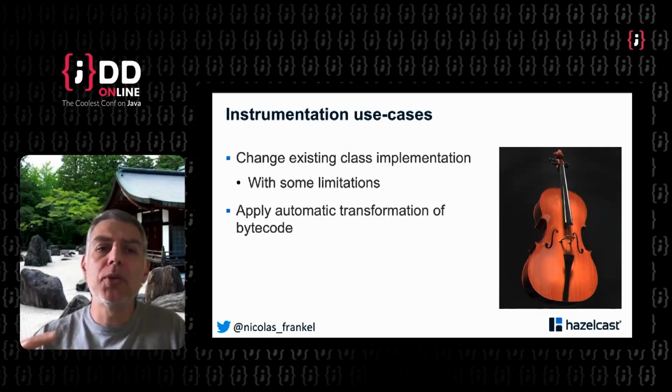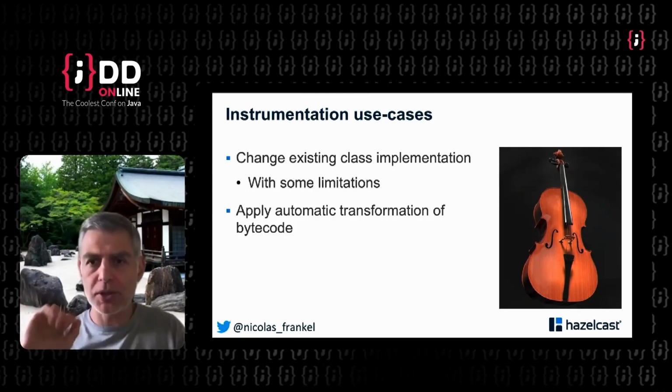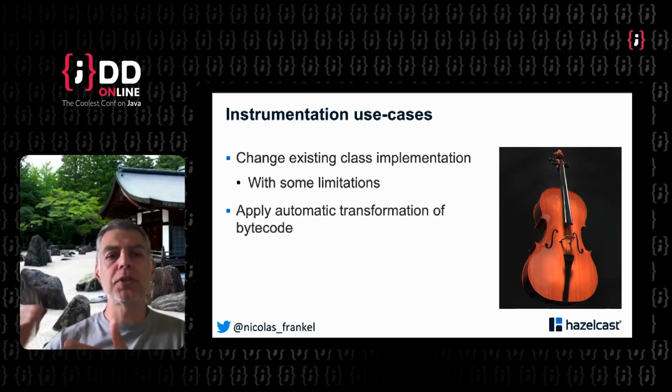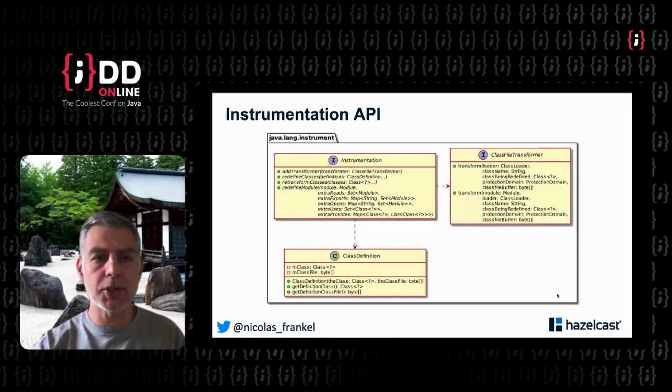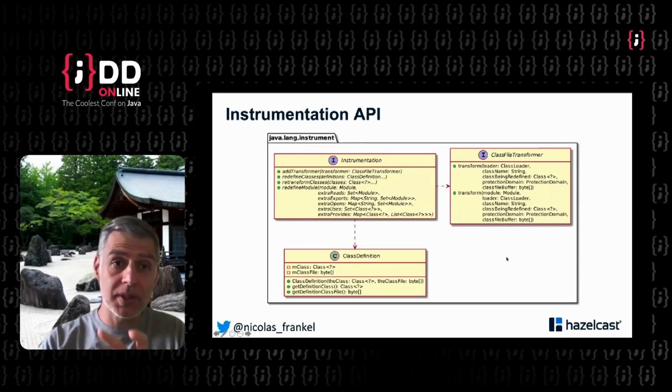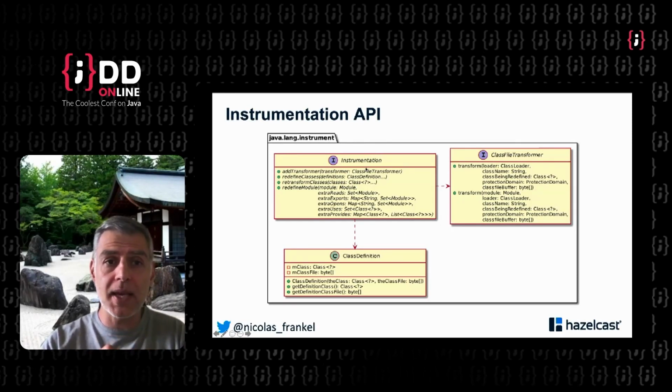Instrumentation has two main use cases. The first is that you can change the implementation of a class. Of course, there are limitations, and I will touch on them afterwards. Also, you can do automatic transformation of bytecode, and that we won't be using in this presentation. And this is actually the whole of the instrumentation API. As I mentioned, you can add some automatic transformers. It's just for reference. It's here, but we won't be using that.